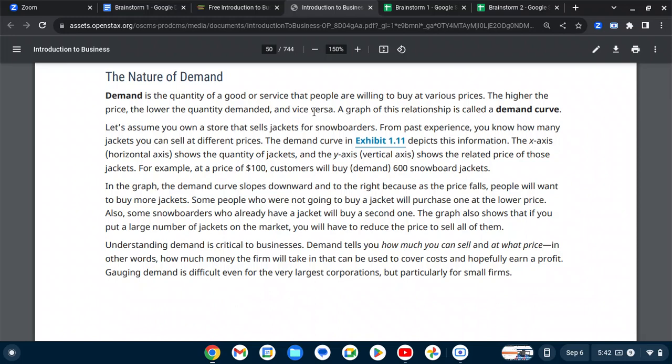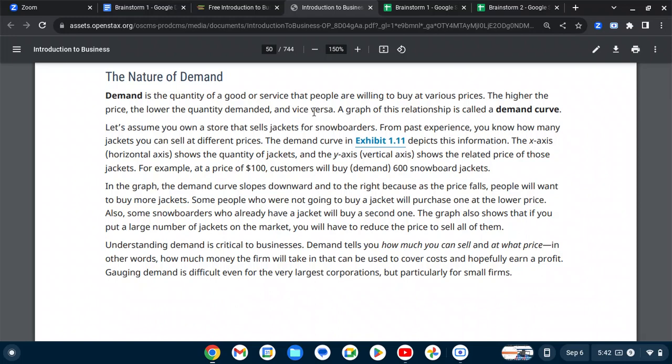Understanding demand is critical to businesses. Demand tells you how much you can sell and at what price. In other words, how much money the firm will take in, that can be used to cover costs and hopefully earn a profit.